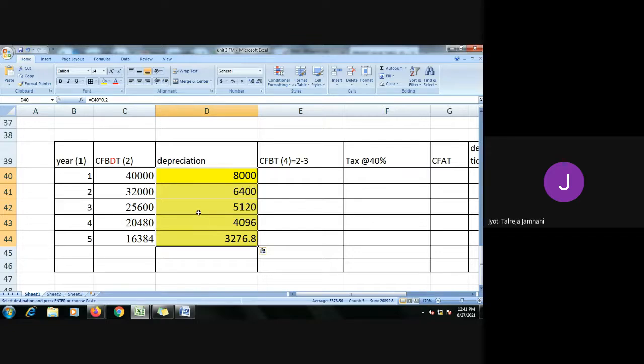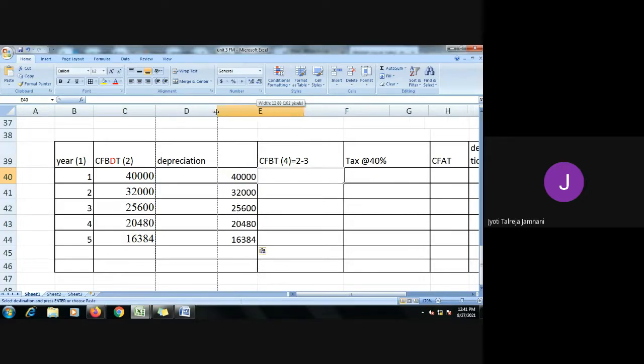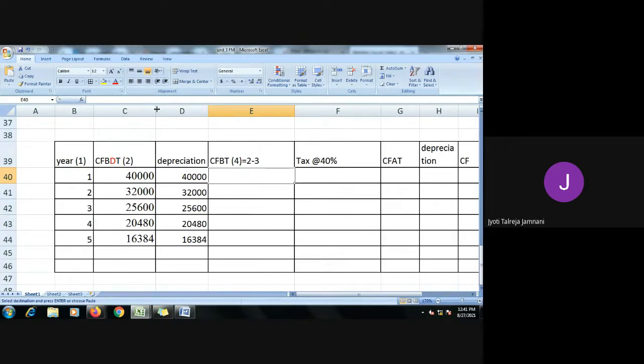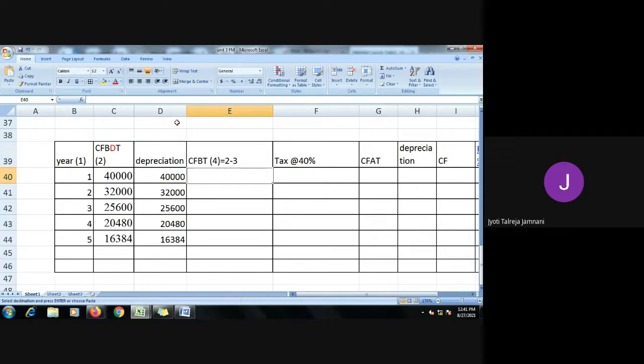Sorry. Just a second, we put paste special. These are the depreciation values that we have got. Okay, now with this depreciation, we can find the cash flows before tax. That is, you have to do 40,000 minus 40,000. You will get the cash flow as 0. So same way, we have to calculate the cash flows for every year.